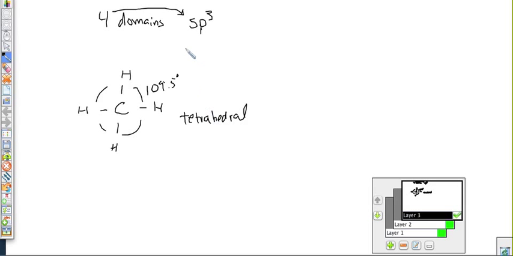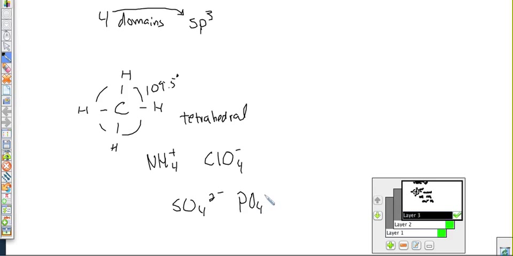Some examples of that: CH4 is one, the ammonium ion is one, let's see, this would be the perchlorate ion, sulfate, I believe, is in here, or polyatomic ion, I should say, and the phosphate polyatomic ion. So all of these are the situation where we have just a central atom, and we're surrounded by other atoms, and there's no lone pairs within there.